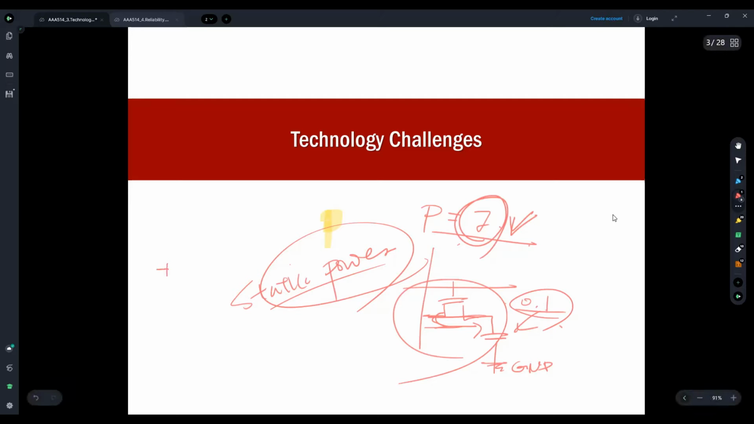A transistor is a controlled switch, an electrically controlled switch. So what is the switch? We can turn the switch off.